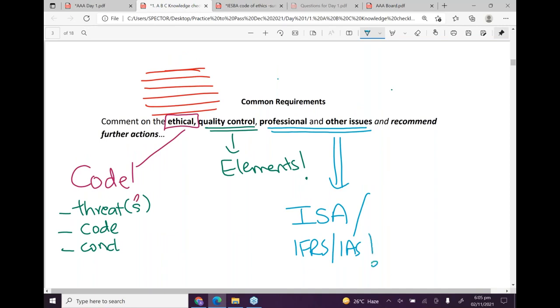Remember, professionally, the way I do my audit is guided by your auditing standards. So when she says comment on professional issues, she expects you to talk about whether the way I did my audit was okay or not. So for example, frequently tested: they set materiality at the planning stage and they never revised it. I know professionally, according to ISAs, that is wrong. You need to keep reviewing materiality. If the risk goes up, materiality goes down.